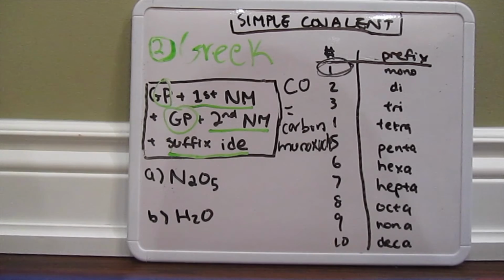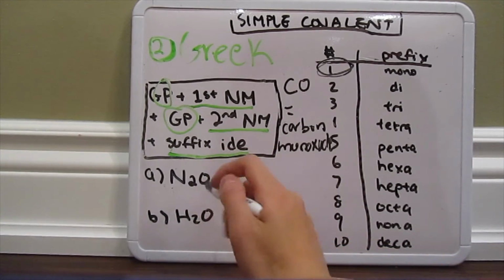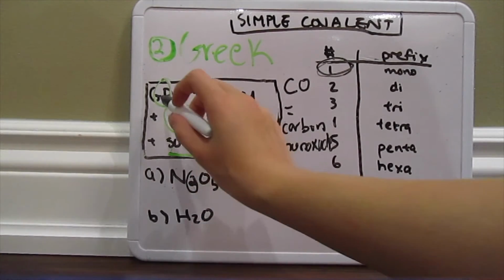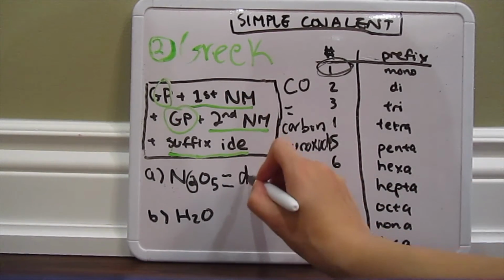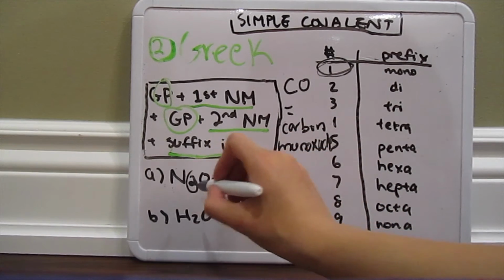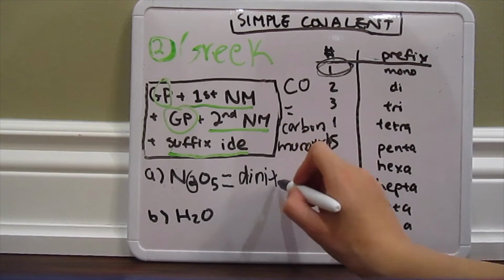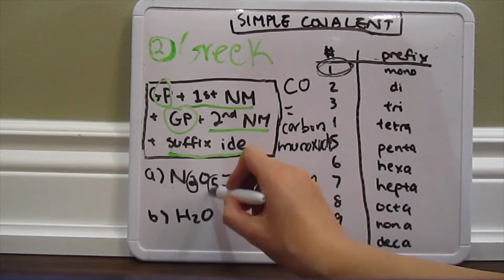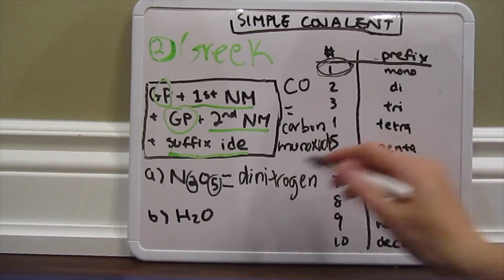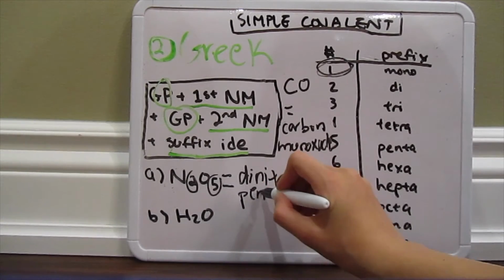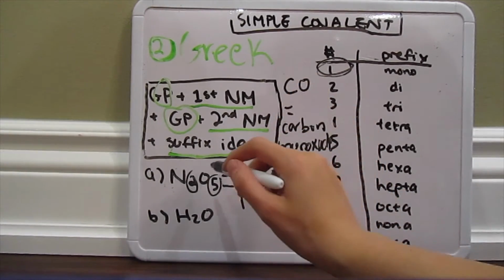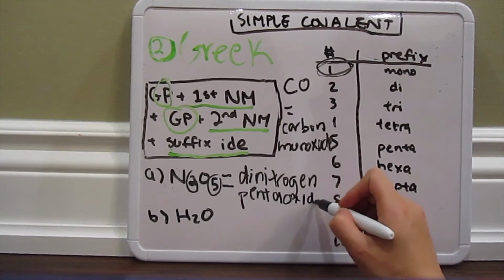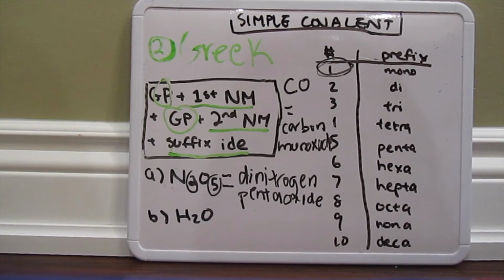All right, so if we're going to look at some examples, here we have N2O5. To name this, we'll look at the 2 and add a Greek prefix for that. That would be di, looking at our chart here. Then we put the first nonmetal, dinitrogen. And then we'll take the Greek prefix for the second one, 5, so that is penta. And then we take the second nonmetal, which is oxygen, and add the suffix "ide," pentaoxide. So we get dinitrogen pentaoxide.